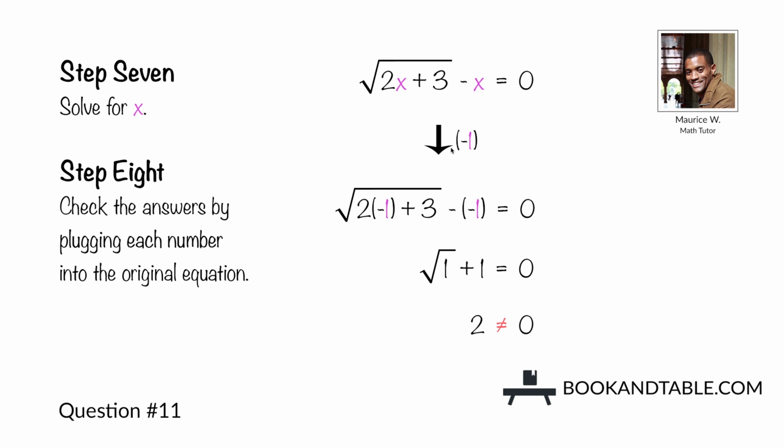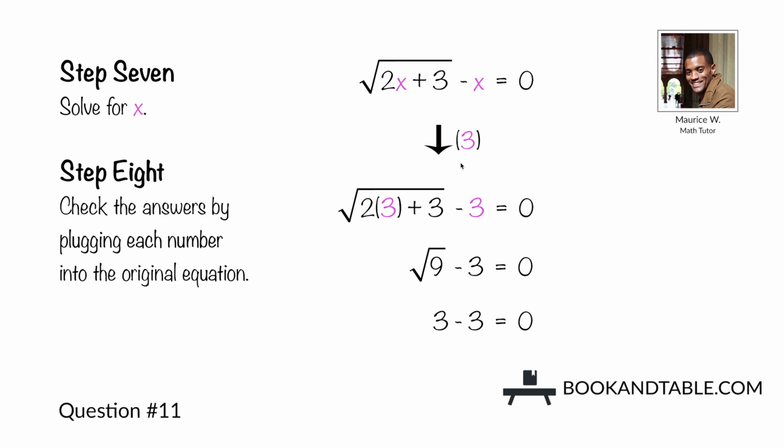That number does not work. Let's try our second number, 3. 2 times 3 is 6. 6 plus 3 is 9. The square root of 9 is 3. And 3 minus 3 is equal to 0. Now this shows that x does equal 3.